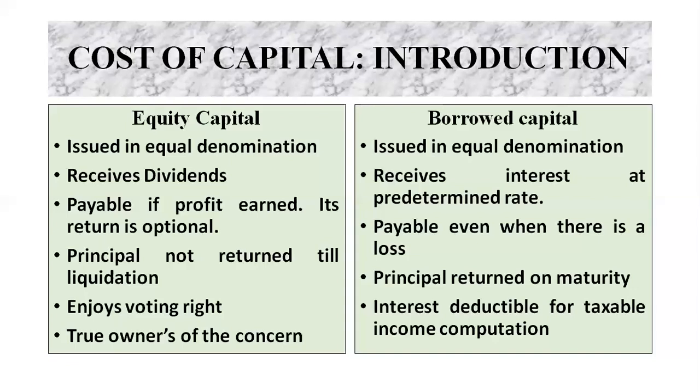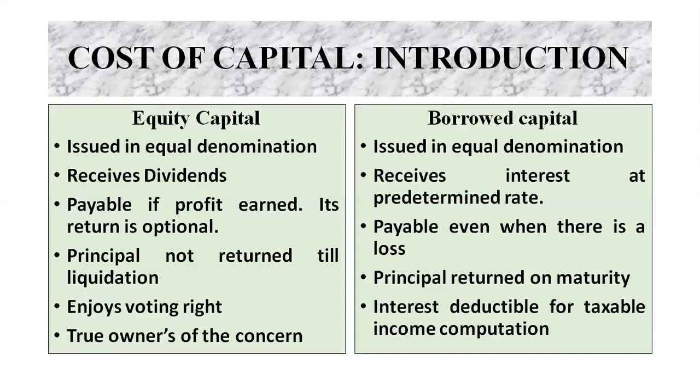It is issued in equal denomination like equity share if it is collected from public. So, borrowed capital can be collected either by taking loan from financial institutes like banks, or it can be collected from public. When it is collected from public, the company will issue bond or debenture. These two terms are equally used and there is no distinction between the two.